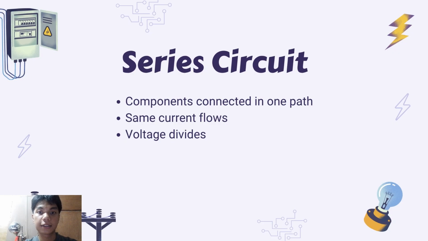In a series circuit, there is only one path for current to flow. This means the same current passes through all the components in the circuit. Because there is only one path, all parts are connected end to end. One important characteristic of a series circuit is that if one component fails or is removed, the entire circuit stops working. This is because the path of the current is broken.